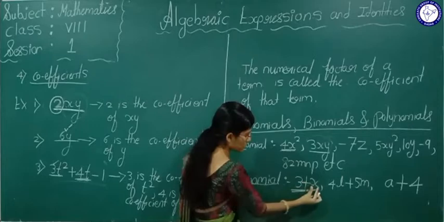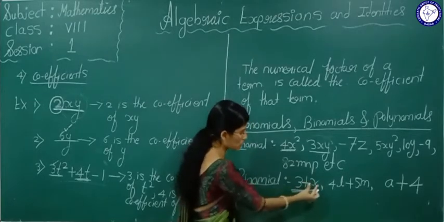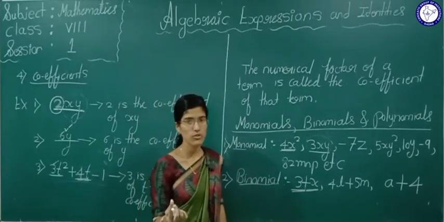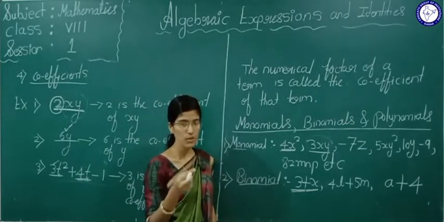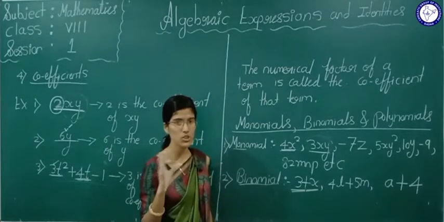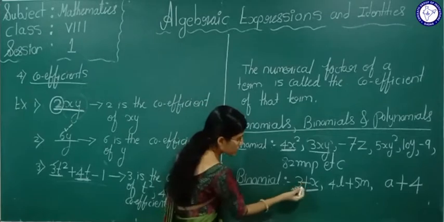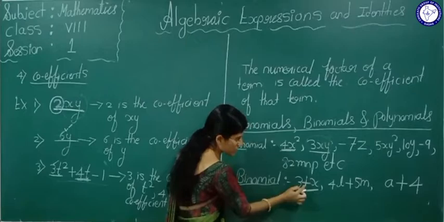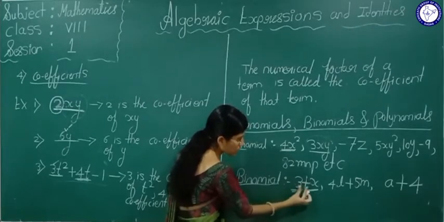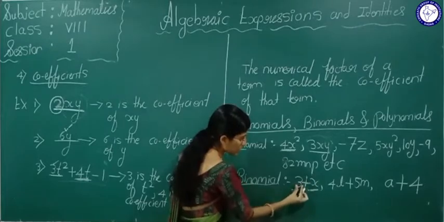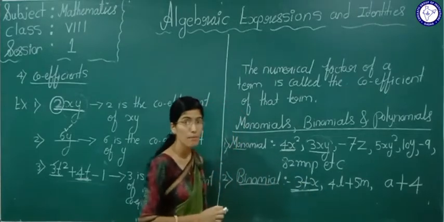See here, 1, 2. So how do we judge that two terms are there? I told you that the various parts of an algebraic expression are separated by plus or minus signs. In short, if a plus or minus operation is there, then it will become two terms. Here a plus sign is there, so here 1, 2. How many terms are there? 1, 2. In an algebraic expression, two terms are there means it is a binomial.